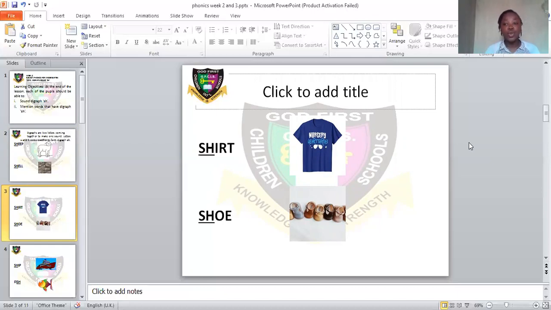Now let's go to our next example. We have shoe. We all know what a shoe is. If we look at the picture, it looks like that thing we always wear on our legs, our shoe. It looks like the shoes we wear, like our school shoes, the shoes we wear for parties, that's our party shoes, and also shoes we wear whenever we are going out. Now let's sound it together, everybody. Shoe. Again, shoe.